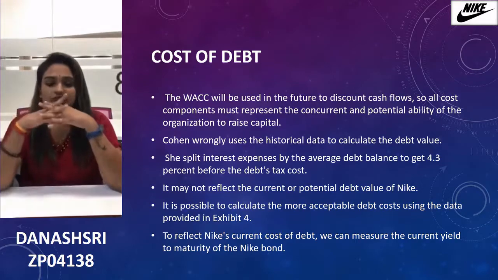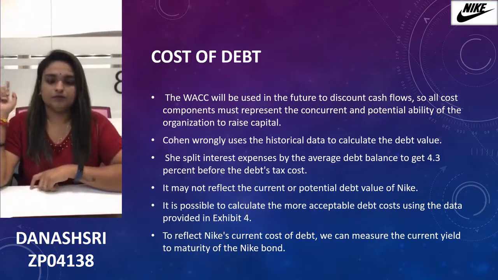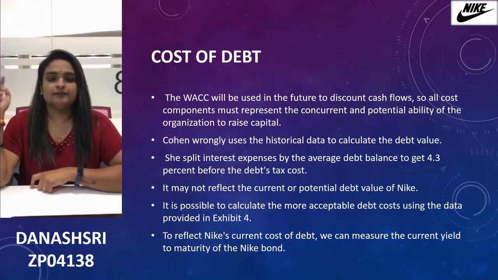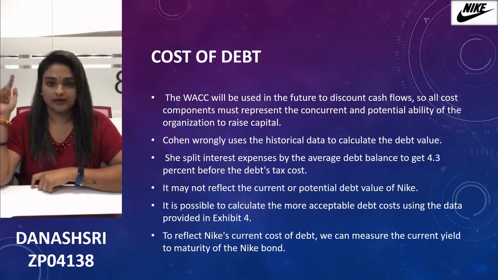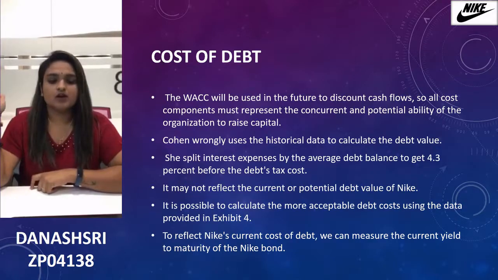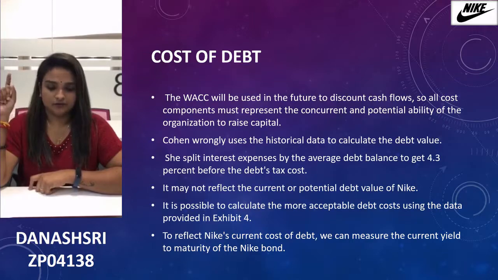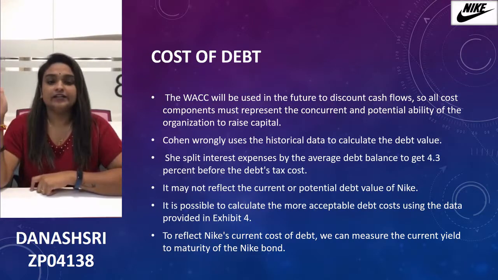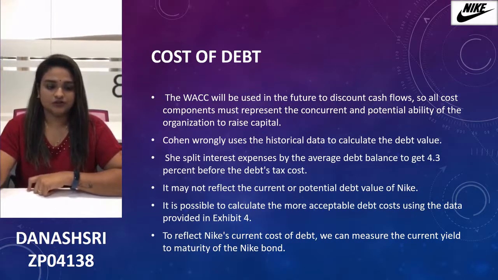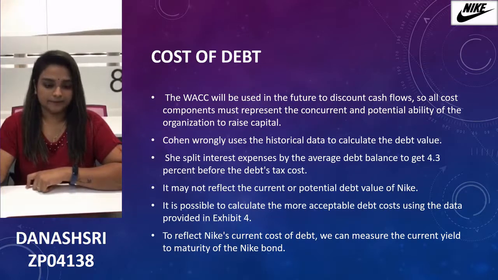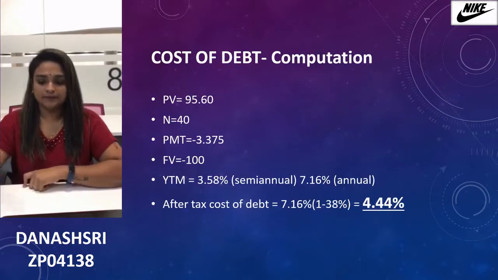Okay, let's see. The cost of debt, if it is to be forward looking, should be estimated by one, the yield to maturity of the bond, or two, according to credit rating. The more appropriate cost of debt can be calculated by using data provided in Exhibit 4. We can calculate the current yield to maturity of Nike's bond to represent Nike's current cost of debt. So this is the calculation of cost of debt.